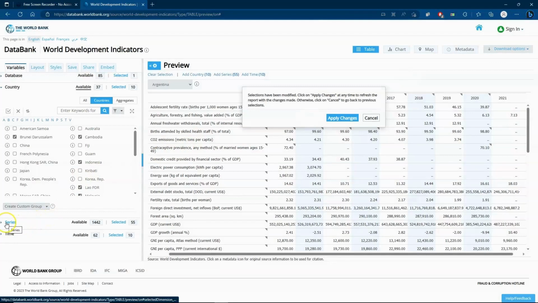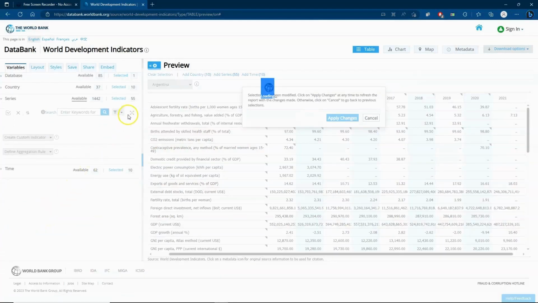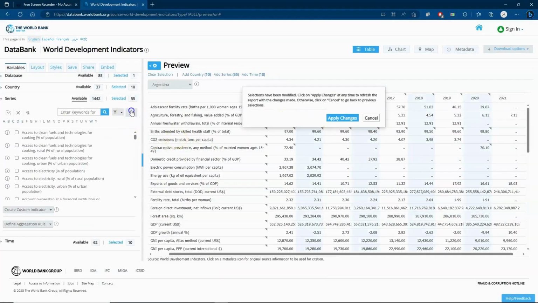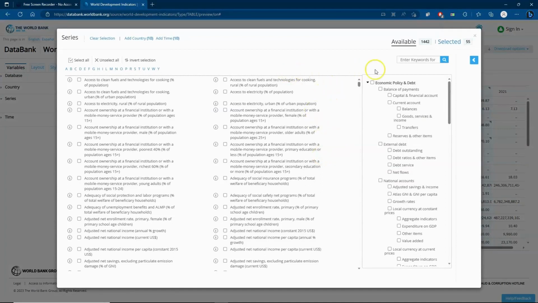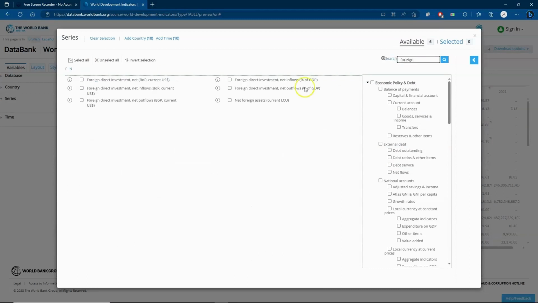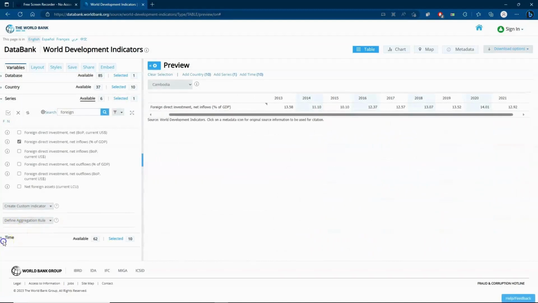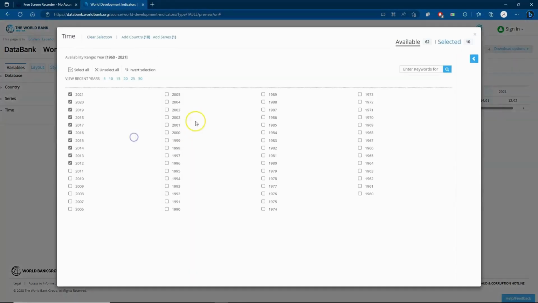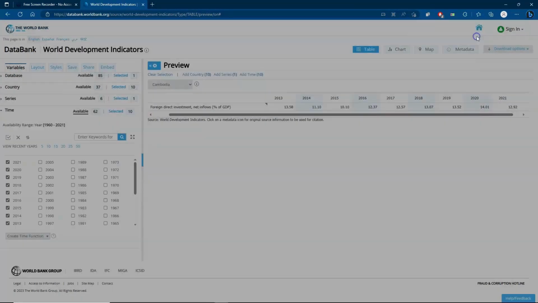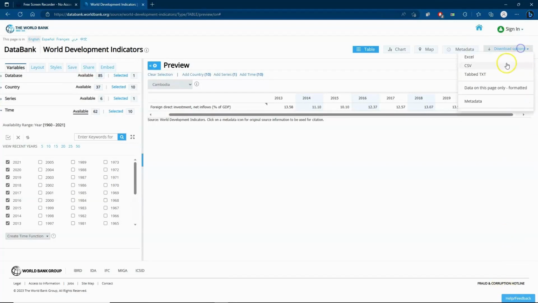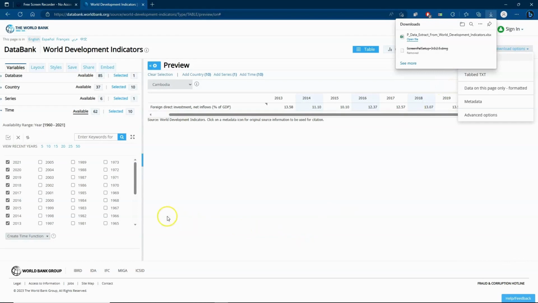And after that we need to find our selected data in the series, which is export of goods and services and also foreign direct investment. The last part of adjustment is the time, which our group has decided to start from year 2012 to year 2021.